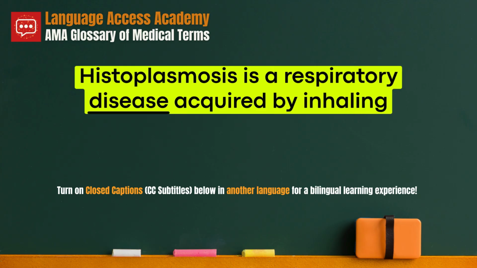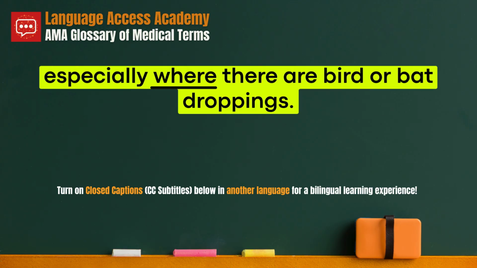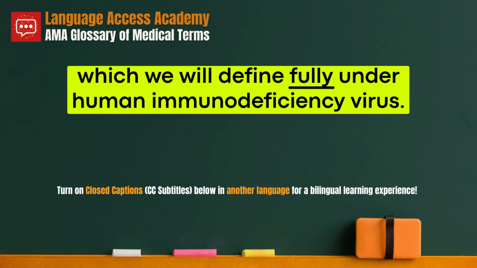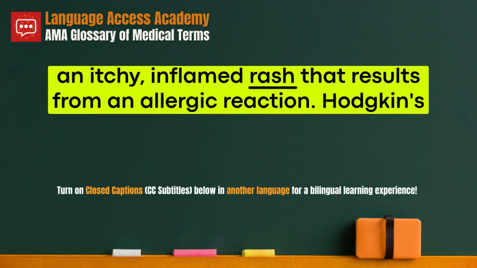Histoplasmosis is a respiratory disease acquired by inhaling the spores of a fungus found in soil, especially where there are bird or bat droppings. You will often see the abbreviation HIV, which we will define fully under human immunodeficiency virus. Hives is the common term for urticaria, an itchy, inflamed rash that results from an allergic reaction.